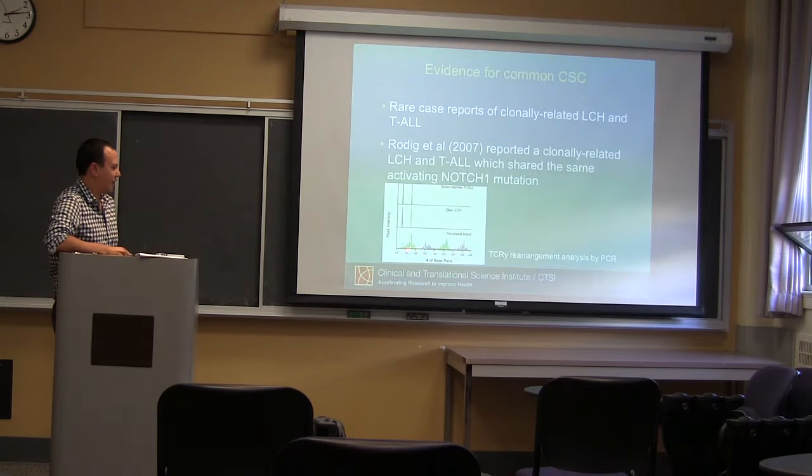Like you should have a whole smear of them, and here you just have two simple spikes. He also found they had the same Notch1 mutation. I'm not going to go into too much detail, but this is very involved in hematopoiesis, so it's not necessarily something that's a shocker.